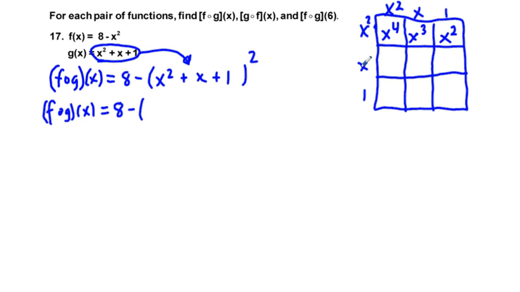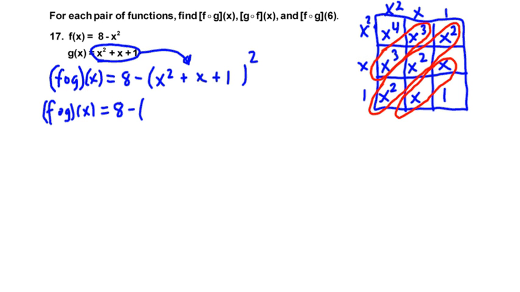And the next row here we have x times x squared, which is x cubed. We have x times x, which is x squared. Then we have 1 times x, which is x. In the last row we have 1 times x squared, which is x squared. 1 times x, which is x. 1 times 1, which is 1. And I'm going to go ahead and circle the like terms. We have x cubed plus x cubed. We have x squared plus x squared plus x squared. And finally we have x plus x.